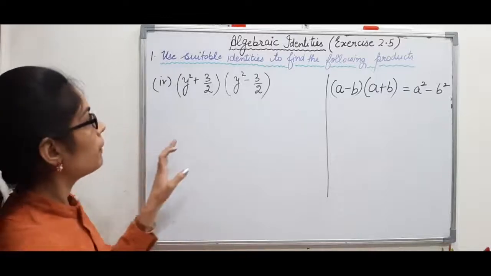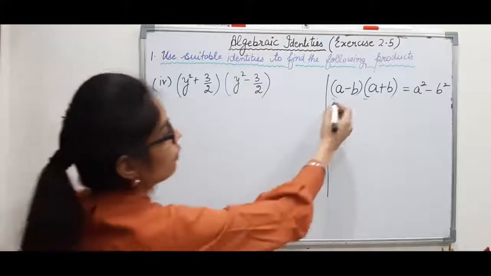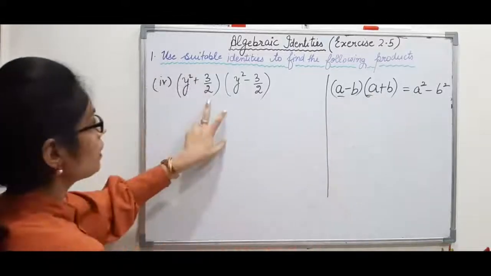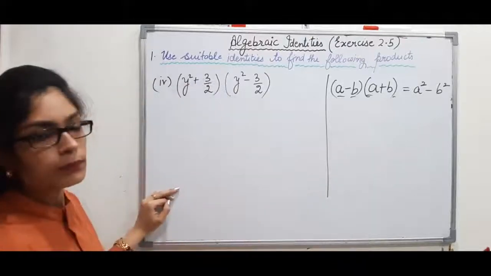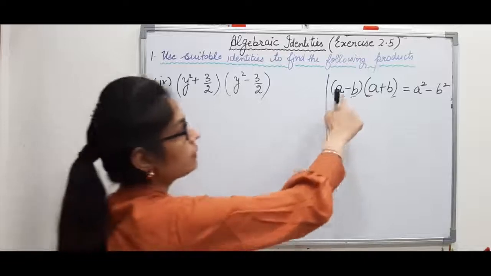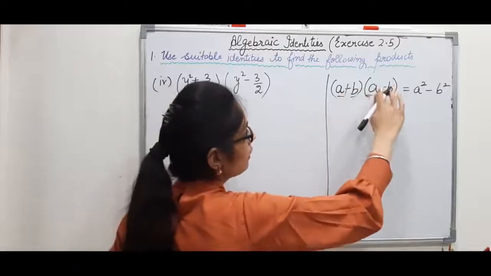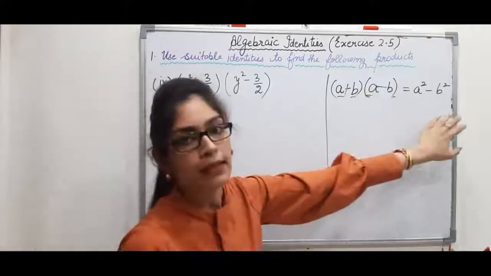Now if you compare, you can see a. This term is the same here also, both the terms are the same, and 3 by 2, 3 by 2 is b. Both the terms are the same, only there is a change in sign. This is plus, this is minus. This is minus, plus. So you can write it in this way, and this is equal to a square minus b square.